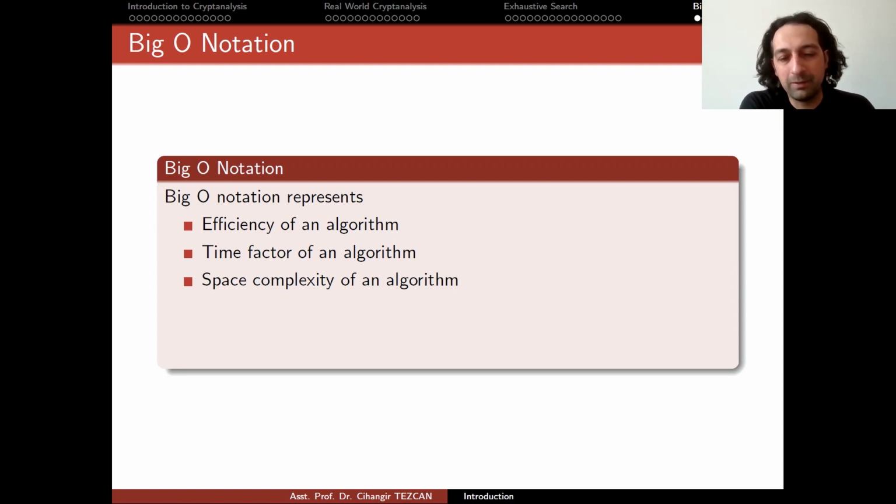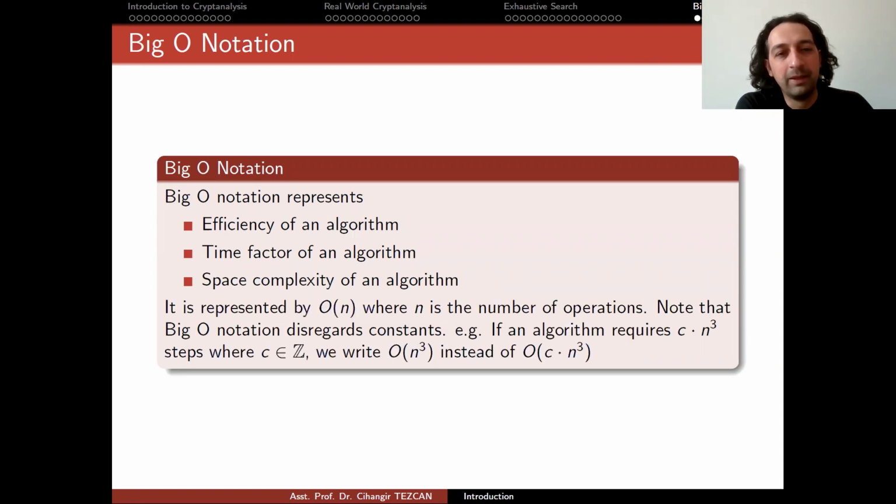This is why we need this notation, because we are going to talk about the time complexity or memory complexity or data complexity of a cryptanalytic attack. It is represented by O(n), where n is the number of operations. Note that big O notation disregards constants.